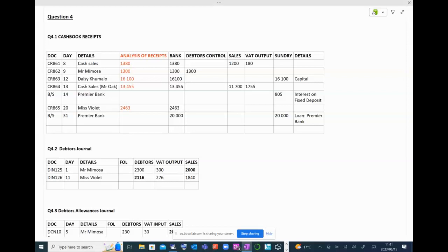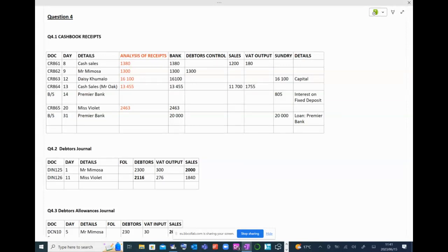Okay, so we look at this. They tell us that we have source documents: duplicate invoice, which stands for DIN, duplicate credit note, which is DCN, cash receipts, which is CR, electronic transfer confirmation slip, which is EFTCS, and then balance statement, which is BS, and journal vouchers, which is JV. Again, number one, DIN, debtors journal.